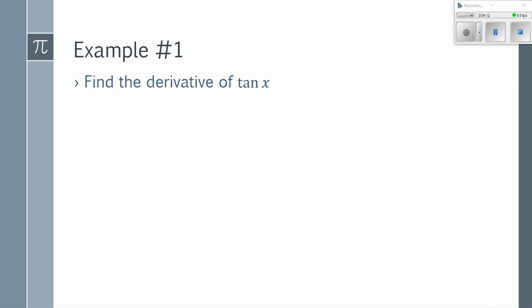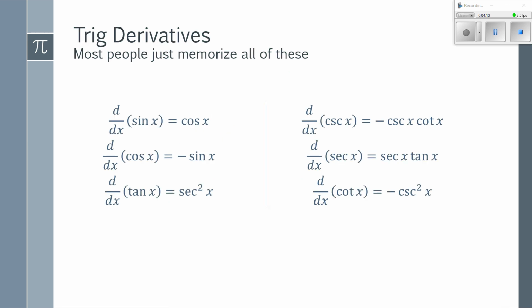Now in reality, most people just memorize the derivatives of our 6 trig functions. And I'll be honest, I would pretty much recommend that because while it's annoying to have to memorize things, it's faster than always going through the derivation each and every time. So derivative of sine is cosine, derivative of cosine is negative sine, derivative of tangent is secant squared. Derivative of cosecant is negative cosecant cotangent. Derivative of secant is secant tangent, and derivative of cotangent is negative cosecant squared.